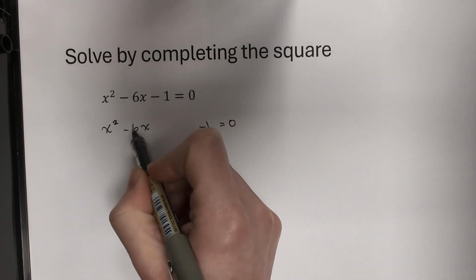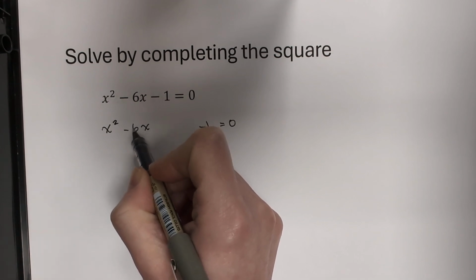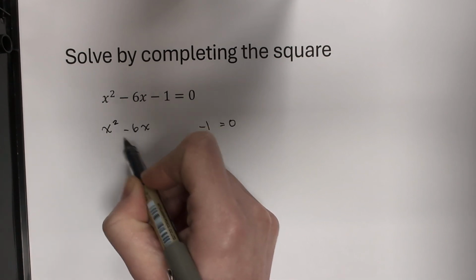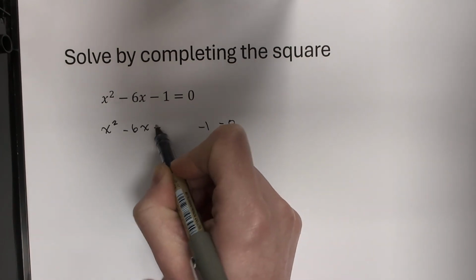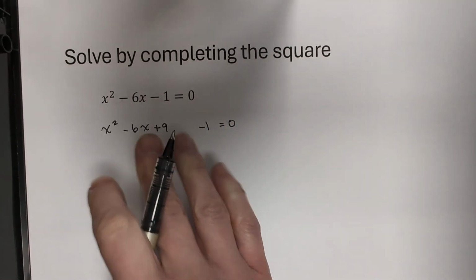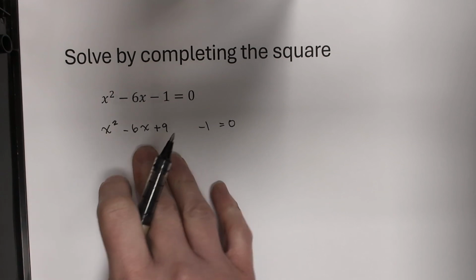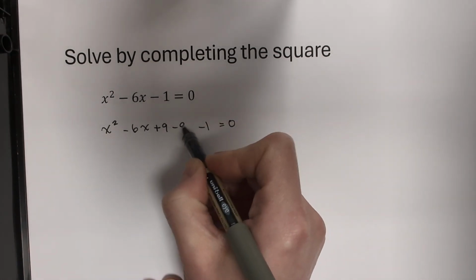And I could divide this by 2. This is always divide by 2 and then square it. Dividing negative 6 by 2 gives us negative 3, and squaring that is positive 9. But of course, you can't just add 9 to your equation. That would actually change the equation.